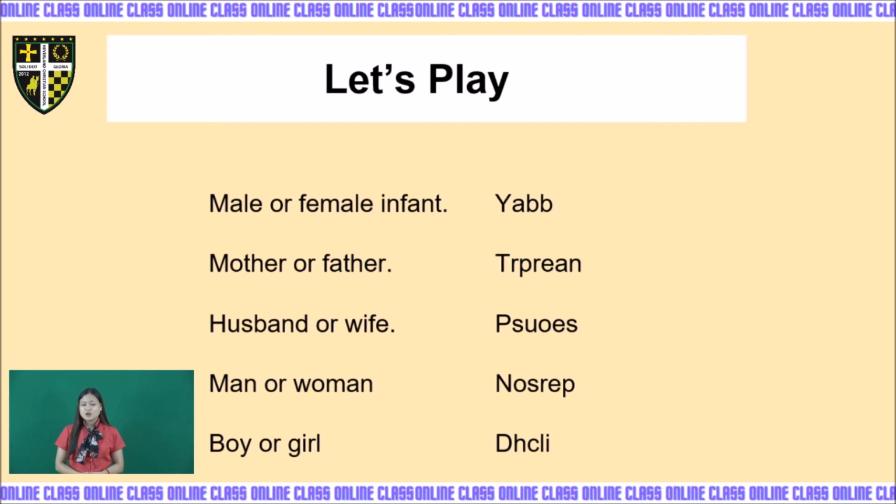So if your answer for the first one, the male or female infant, is baby, you got it right. Next one, mother or father, it will fall under parent. Husband or wife, what is this? Is your answer spouse? You got it right. Next one, we have man or woman. It is person, right? Boy or girl? We have child. Very good, class.